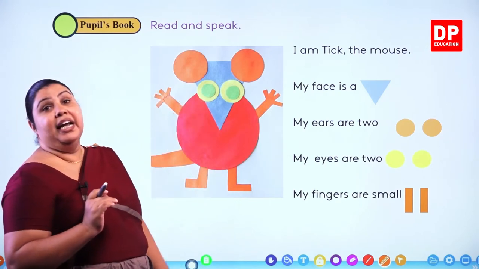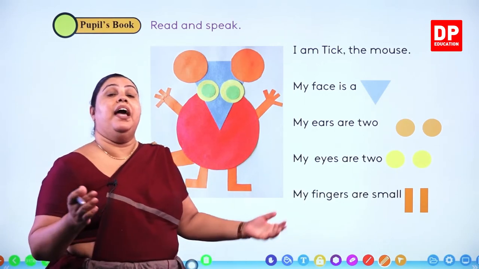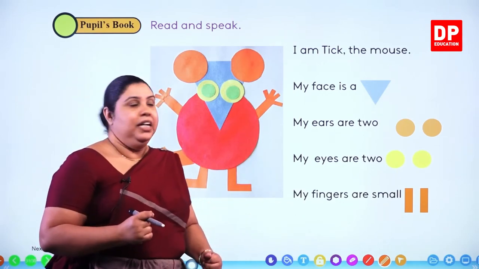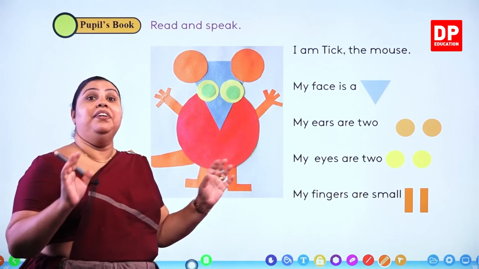Now here read and speak about this animal that we have made out of different shapes. Now we are going to look at the picture and we will read and see.